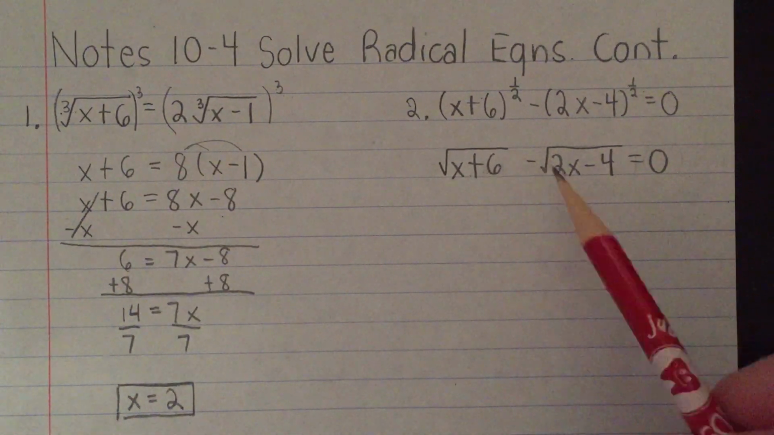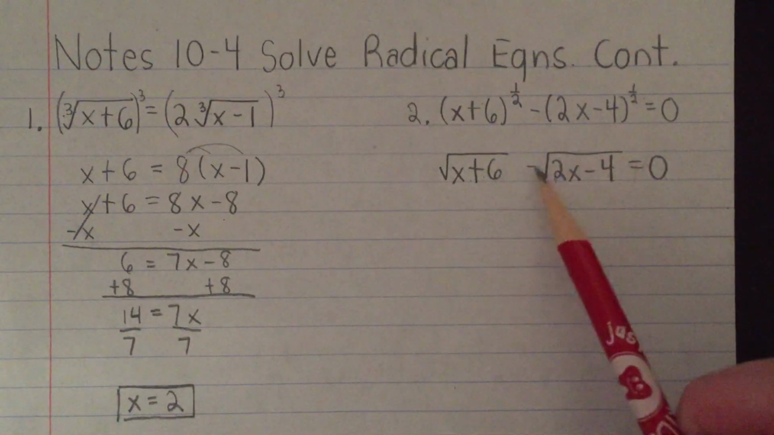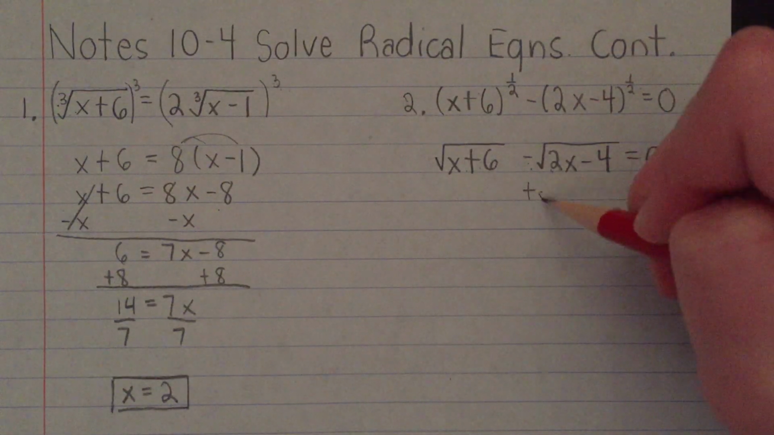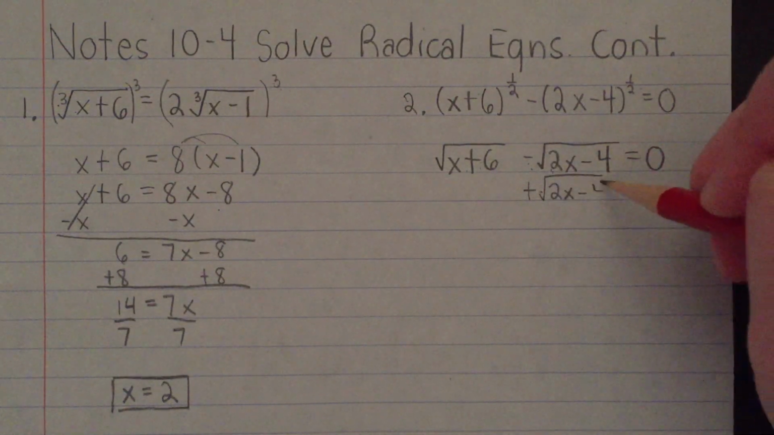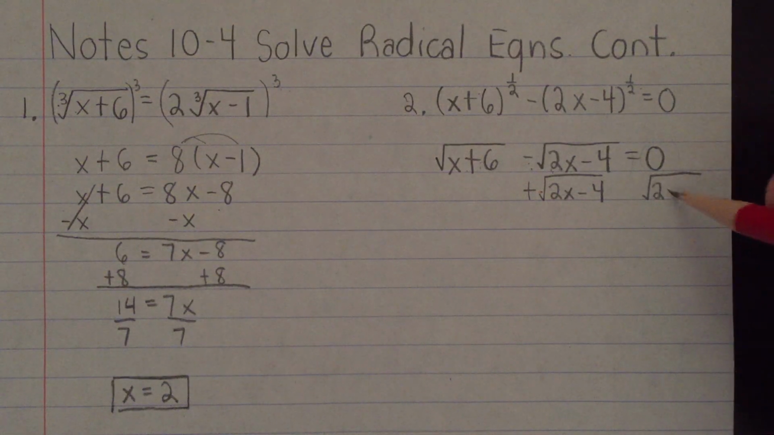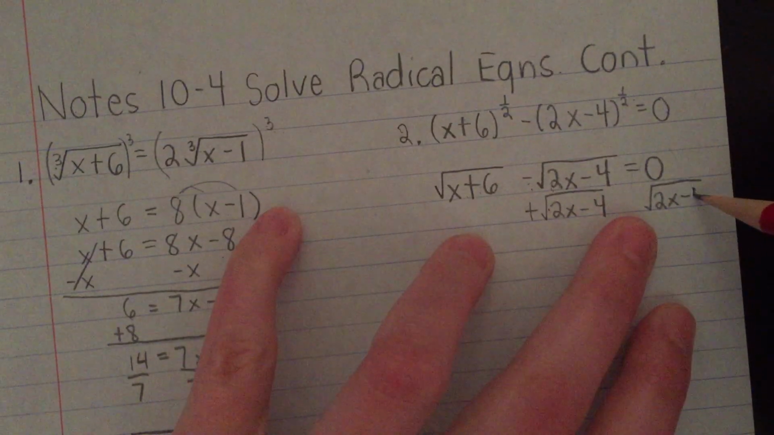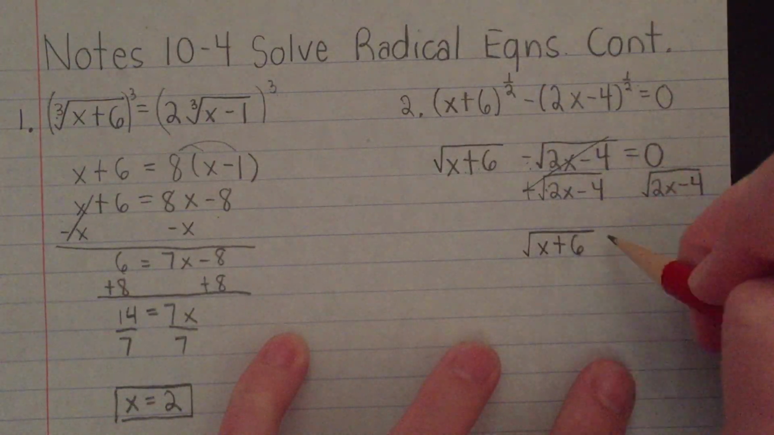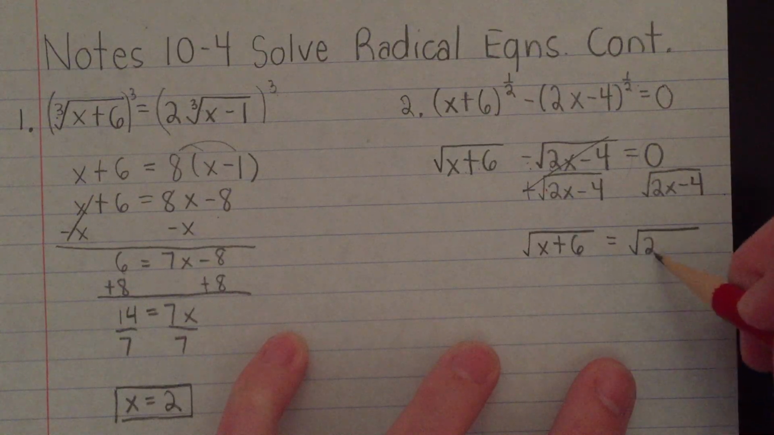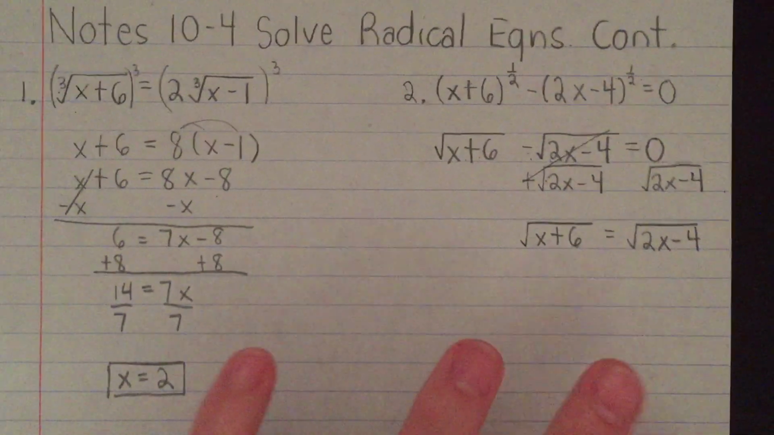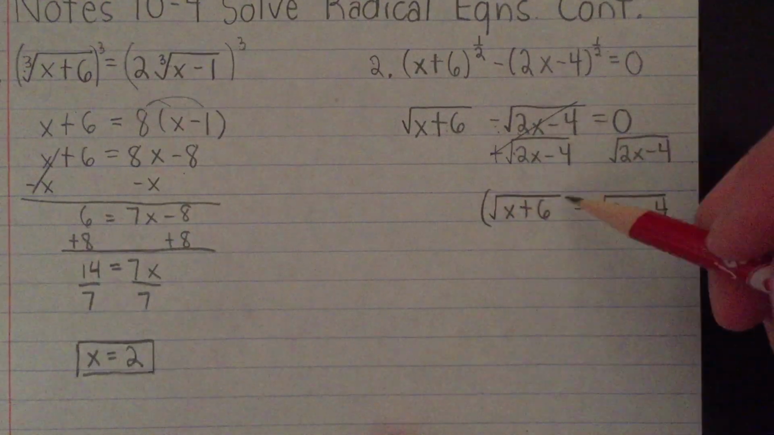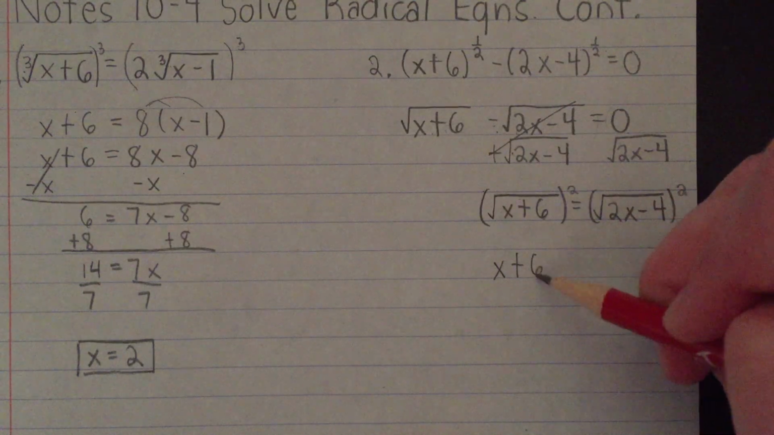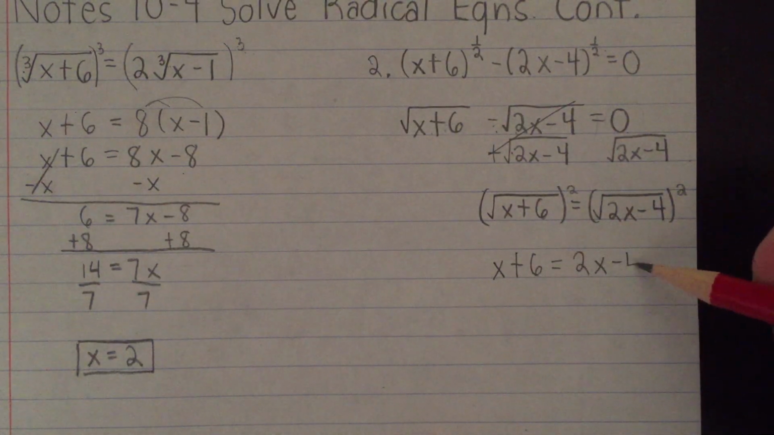I want to move one of the two of these to the other side of the equal sign. Since this one's already negative, I'm going to move that one. So if I add square root 2x minus 4 to both sides, is what you're doing. Those obviously cancel. You've got square root of x plus 6 equals square root of 2x minus 4. And then you would want to square both sides. So square both sides, you get x plus 6 equals 2x minus 4.